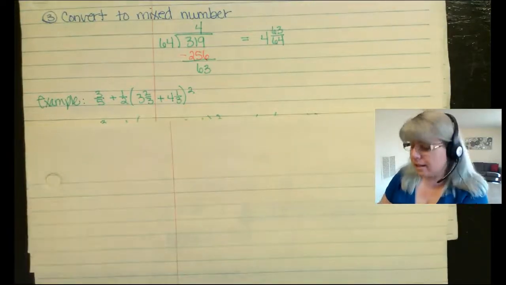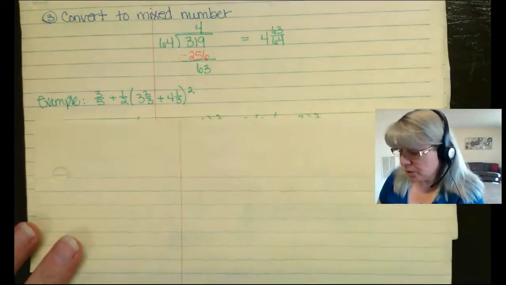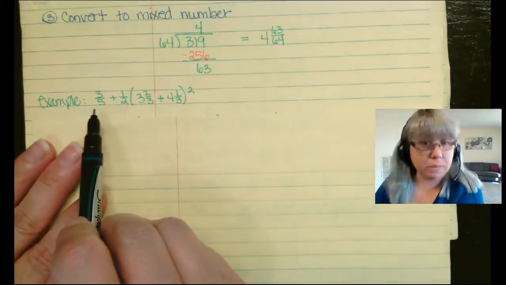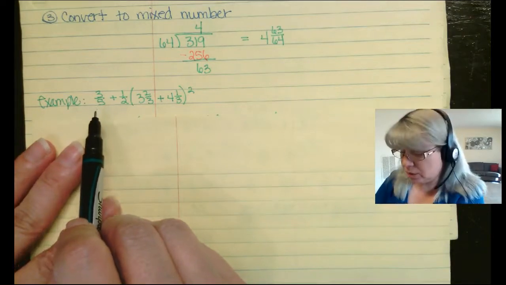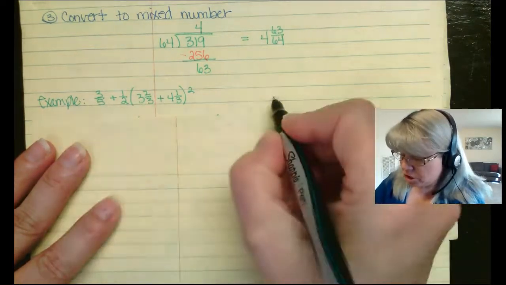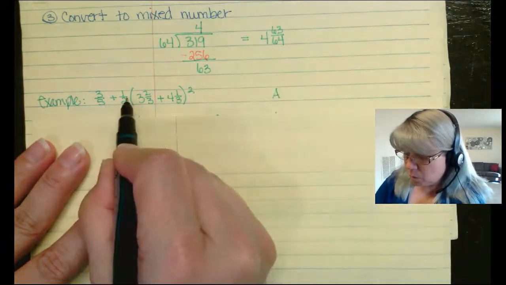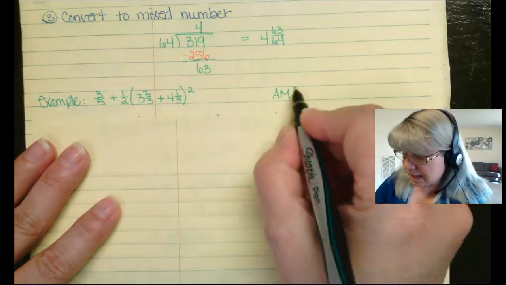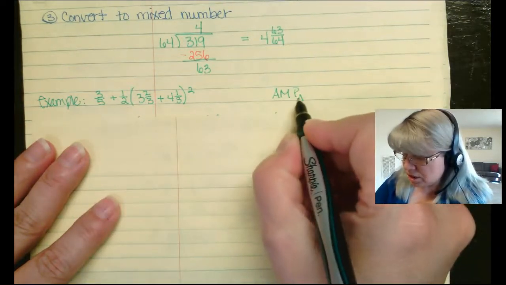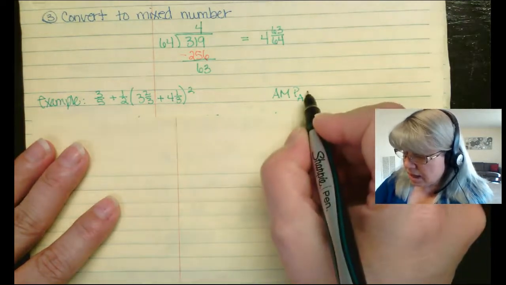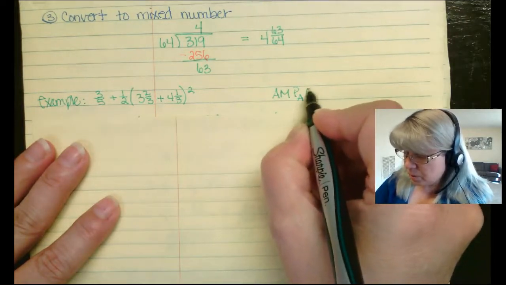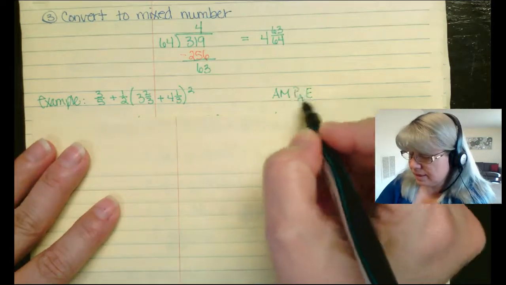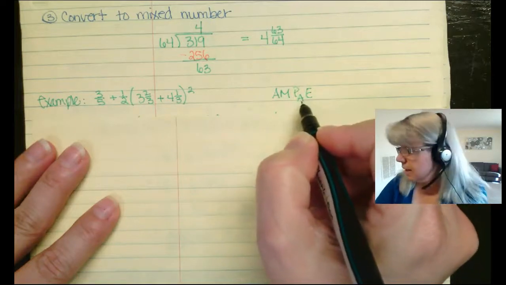All right, let's take a look at another problem. And this one's pretty complex, so off to the side I'm just going to write down what I'm going to be faced with and what order I need to do it in. Okay, I have addition, I have multiplication, I have a parenthesis, and inside the parenthesis I have some addition, and then I also have an exponent. The first thing I need to do is the parenthesis, and then of course inside the parenthesis the addition.